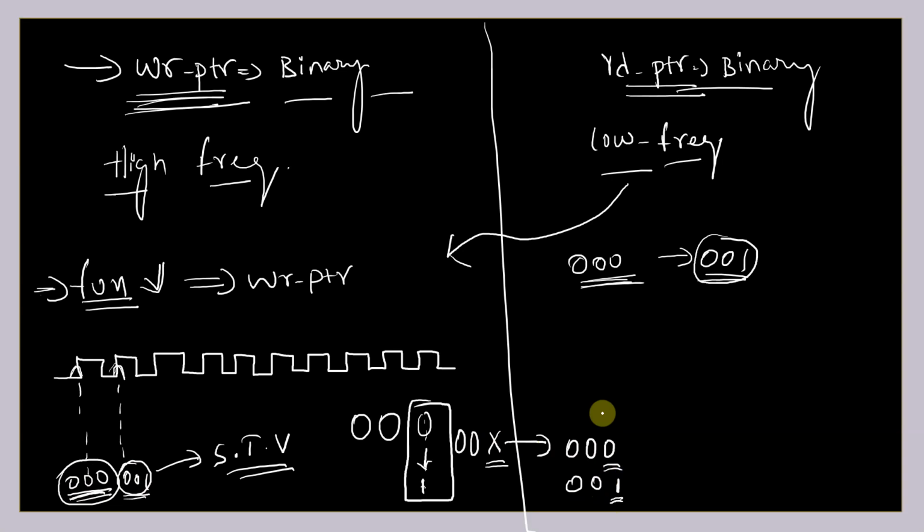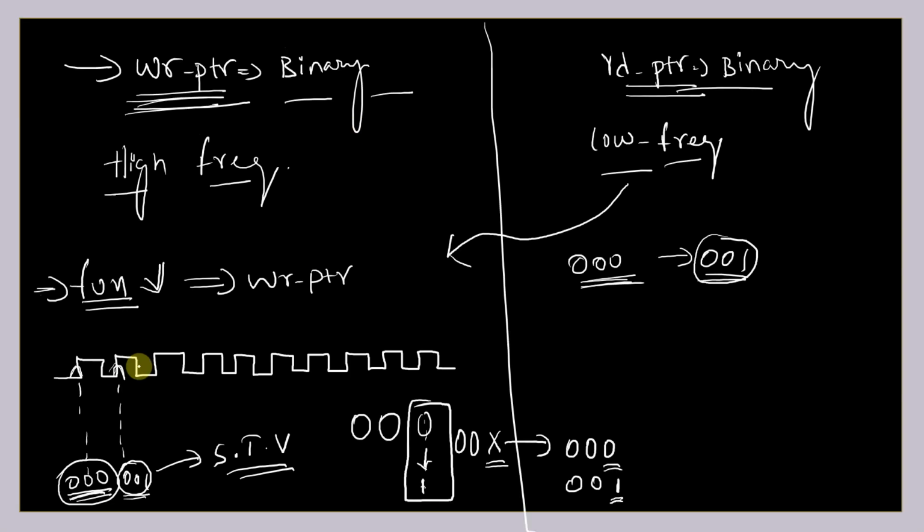Okay, so again, repeating myself, what is happening? This high frequency clock domain is trying to receive this read pointer information, and initially it got 000 without any setup time and hold time violation. Okay, fine. But when receiving the next pointer information, which was 001, you can observe there is a transition at the last bit.